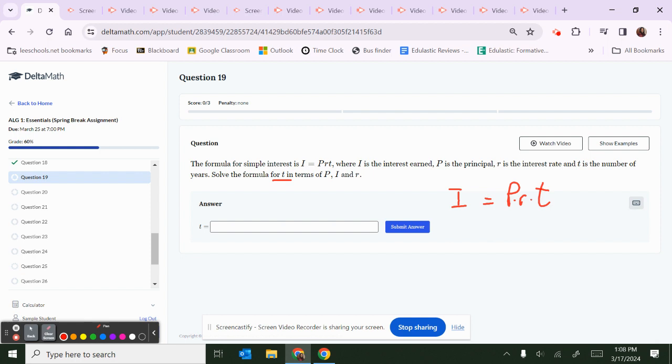To get rid of two things that I'm multiplying by, I need to divide by those two things, because the opposite of multiply is divide. So I'm going to divide by P and R. I need to do the same thing over here, divide by P and R, because if I do it on one side, I have to do the same thing on the other side. These cancel each other out, and I'm left with T all by itself. T would be equal to I divided by PR. And that would be the result.